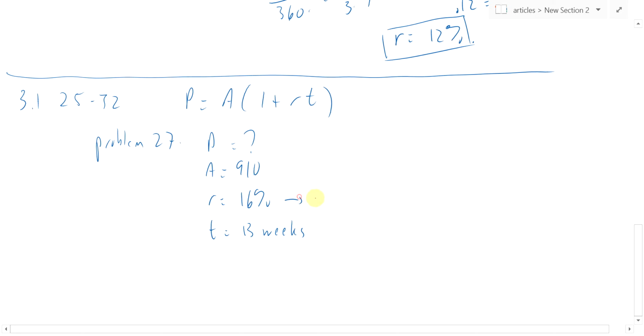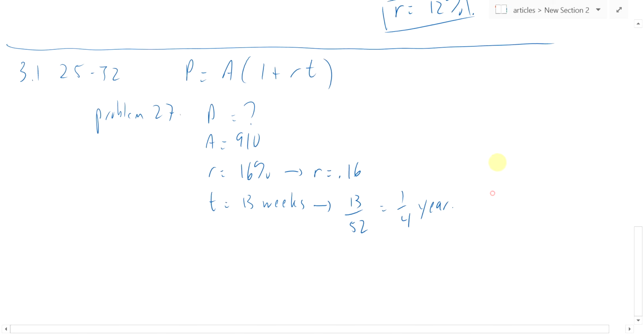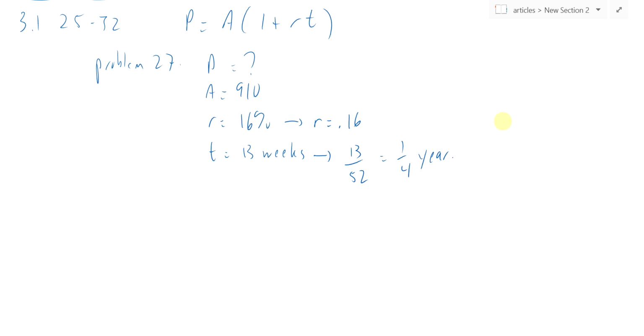Now remember, R has to be converted to a decimal, so 16% becomes 0.16. And T has to be converted to years, so 13 weeks. There's 52 weeks in a year, so 13 out of 52 is 1/4. If you know anything about playing cards, there's 4 suits, each with 13 cards, 52 cards in a deck. So 1 suit is 1/4 of a deck. So 13 out of 52 is 1/4 of a year. Great. So now we have everything set up so that we can plug everything in.